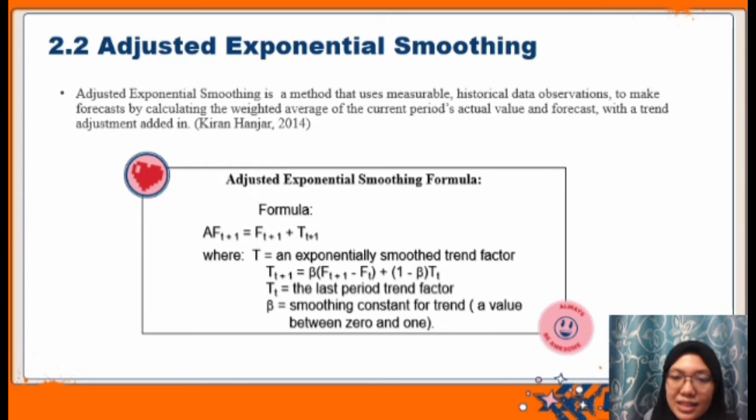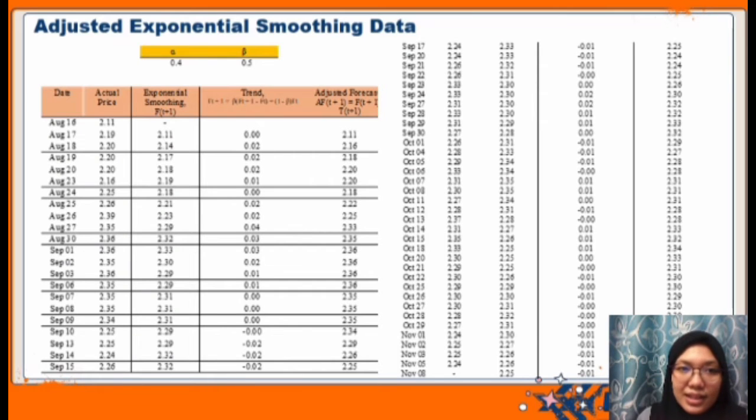Next is adjusted exponential smoothing. The adjusted exponential smoothing is the same as the previous exponential smoothing, but it is different because of the trend adjustment, which is added in this formula. Here is the adjusted exponential smoothing data. We calculated this data based on the previous formula that we showed in the previous slide.